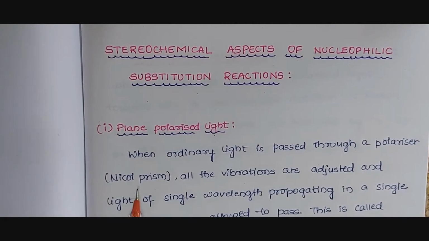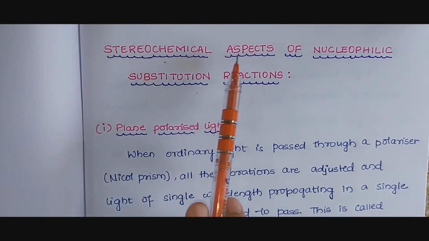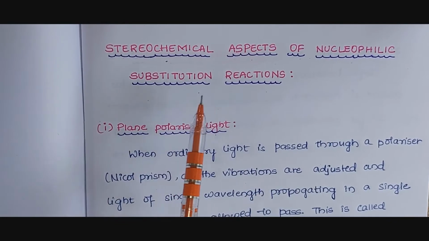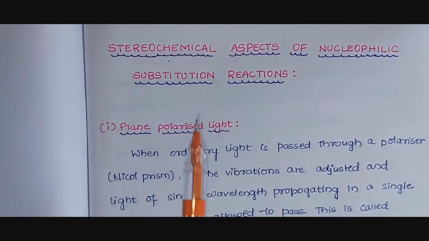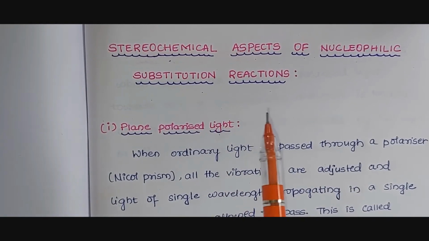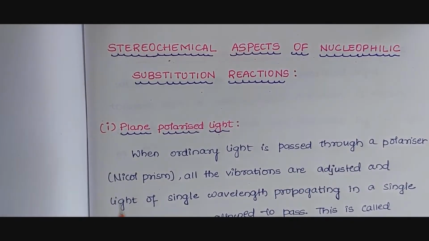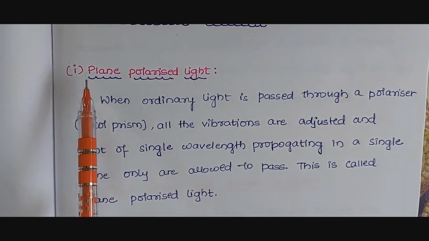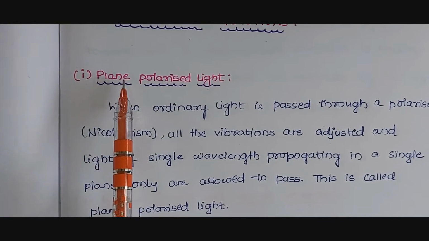Hello students, in today's video we'll discuss the stereochemical aspects of nucleophilic substitution reaction. In my earlier video I explained a few terms like optical activity and racemization, and said I would explain them in the next video. To understand it, first let us understand what we mean by plane polarized light.